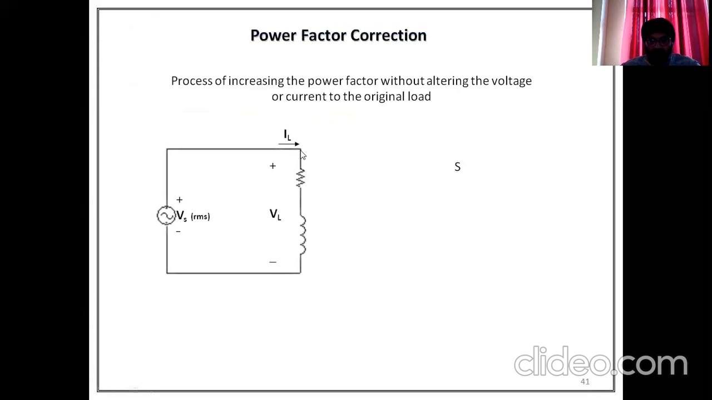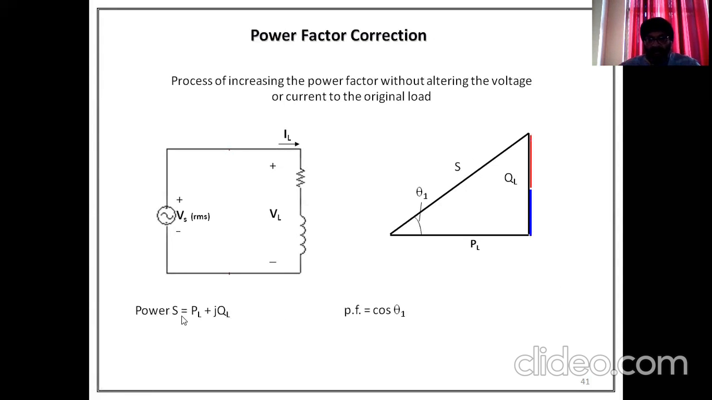Let's say this is a CFL, which has inductance and resistance. We have a supply over here. And we know PL is the active power, QL is the reactive power, and S is the apparent power. The apparent power is the active power plus the reactive power. Reactive power is the imaginary component. And the power factor is cos theta 1. This we already know by definition. Theta is the angle between the active power and the apparent power.